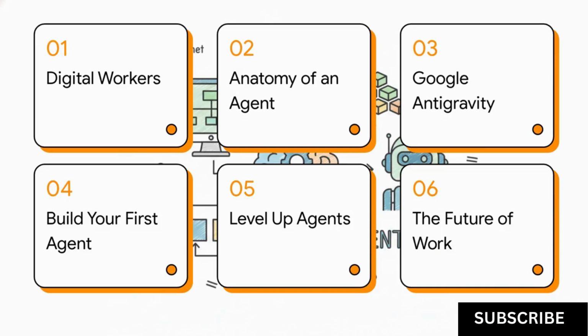Okay, so here's our game plan. We're going to start by talking about why these agents are so much more than chatbots. They're really digital workers. Then we'll look at the parts that make up an agent. After that, we'll get to know our tool, Google Antigravity. And then the main event, we'll build our first agent step by step. And finally, we'll look at how to level up your agents and what this all means for the future.